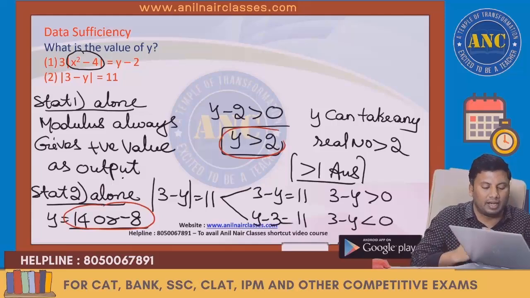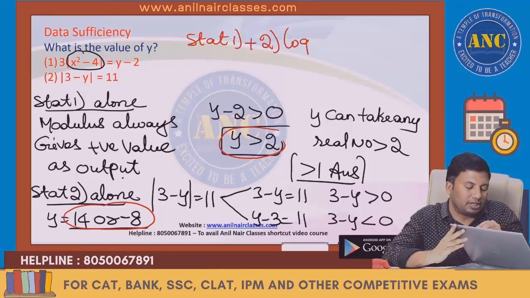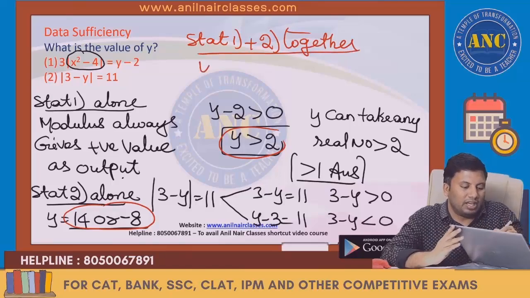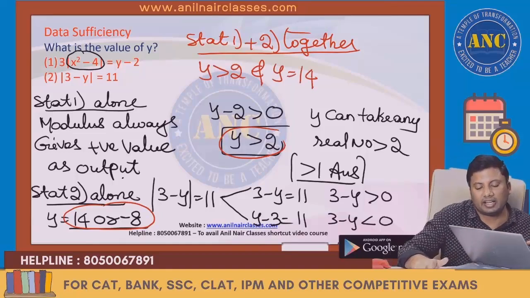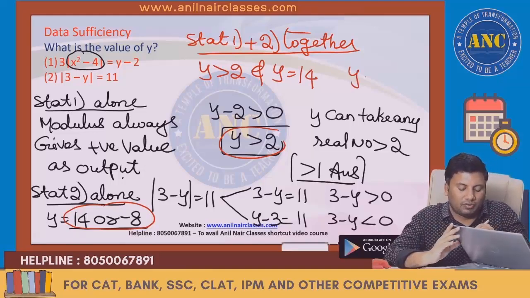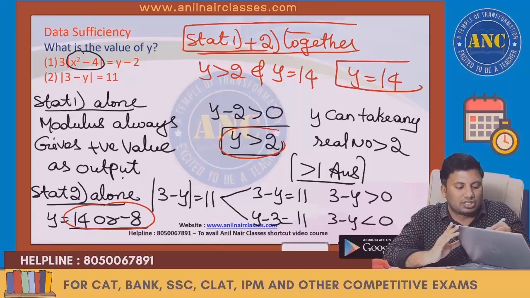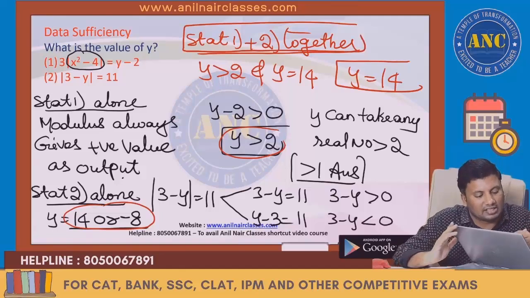If I combine statement 1 and 2 together, the answer will be y is greater than 2 and y is equivalent to 14. The value which is greater than 2 and y equivalent to 14, so y equivalent to 14 will satisfy. The answer is statement 1 and 2 together. I hope the idea is clear.